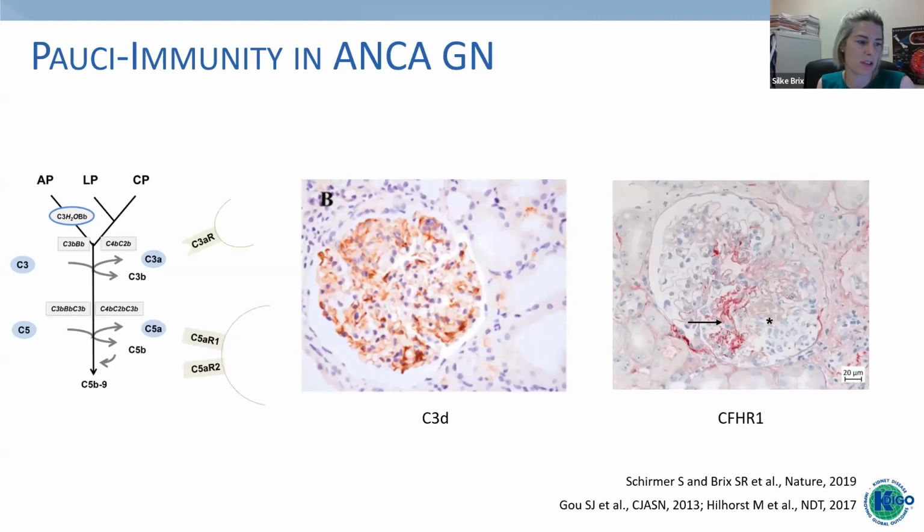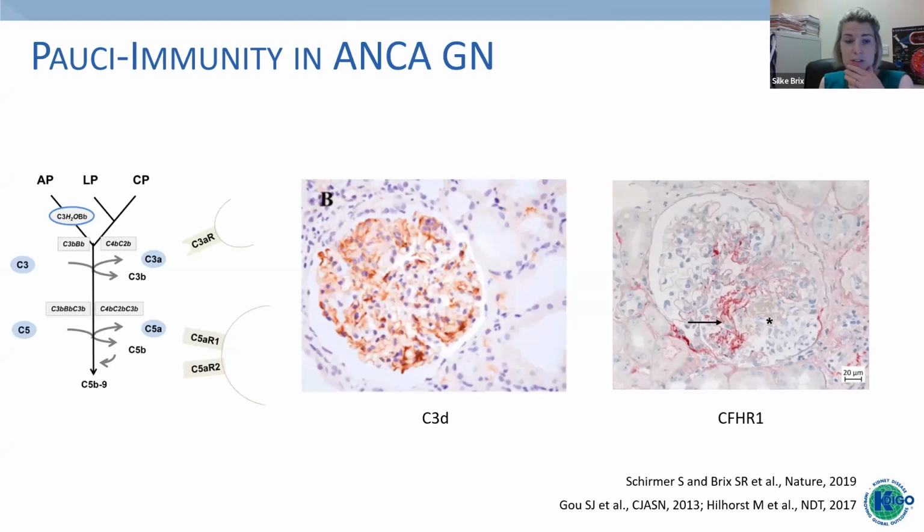And these are just examples of C3d staining, or complement factor H-related protein 1 staining, from the complement factor H-related protein family. So post-immune on the biopsy, perhaps hinting at some mechanism with complement involved.